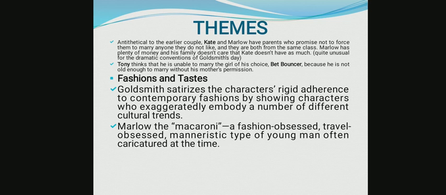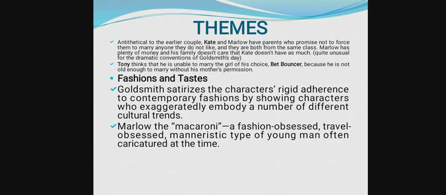So Marlowe has plenty of money and his family doesn't care that Kate doesn't have as much. Quite unusual for the dramatic conventions of Goldsmith's time. So in that way, they are more forward-thinking people. So Tony thinks that he's unable to marry the girl of his choice, Bet Bouncer, who is mentioned only in a limited way, because he is not old enough to marry without his mother's permission. That's also there when it comes to fashion.